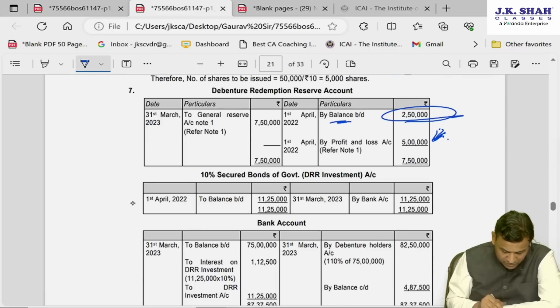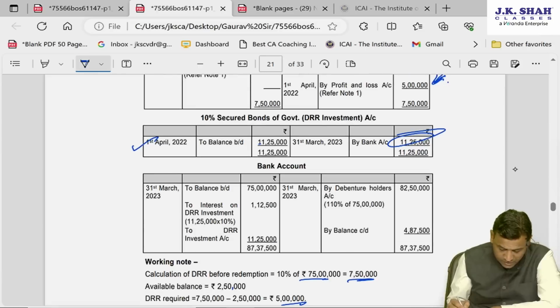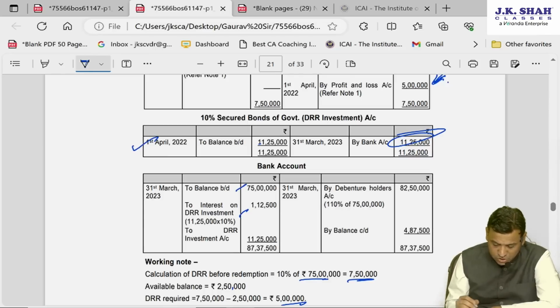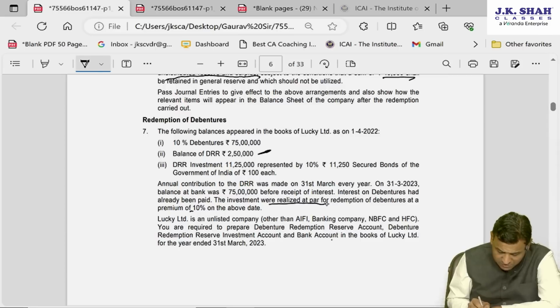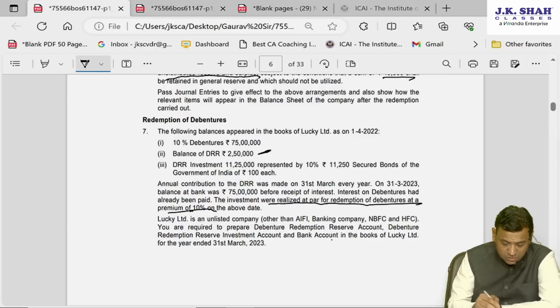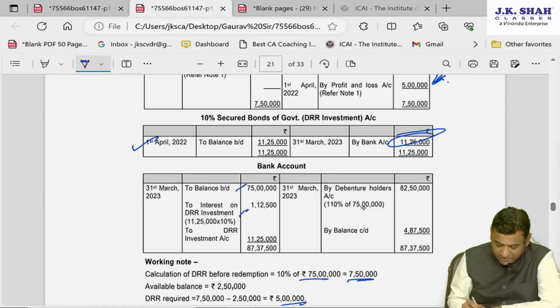So you had an opening balance of investment 1125, you sold off at 1125 at par, but prior to selling it off, we received interest at the rate of 10%. So in our bank account, we got the interest, and then we are redeeming our debentures. So how much do we pay? The question clearly says the investments were realized at par for redemption of debentures at a premium of 10% above. So 10% of 75 lakhs, 8250. And this is my closing balance.